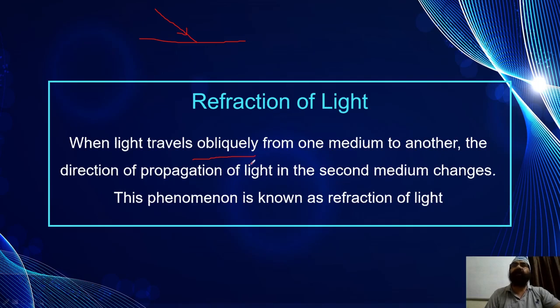So when light travels obliquely from one medium to another, the direction of propagation of light in the second medium changes. Had it gone straight, as light travels in a straight line, we all know it should have gone like this. But its direction in the second medium changes. We saw that it came towards the normal like this. Got it? So when light travels obliquely from one medium to another, the direction of propagation of light in the second medium changes. And this phenomenon is known as refraction of light.